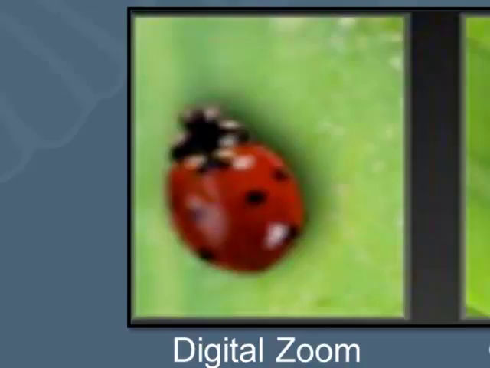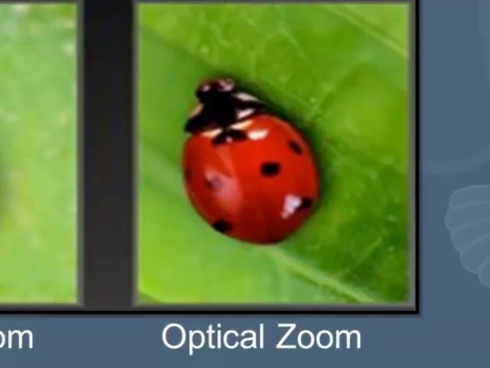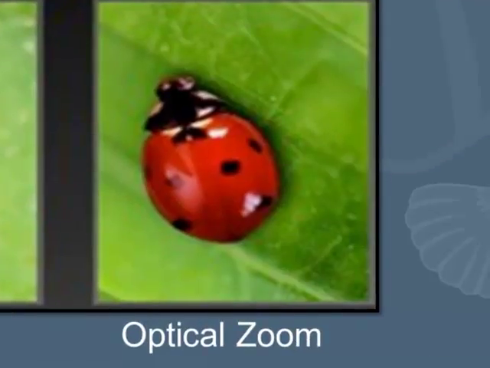Optical zoom lenses actually move you closer to the subject of the photograph without sacrificing quality. The higher the optical zoom rating on the camera, the farther away you can be to take a photograph and still get a clear close-up image.